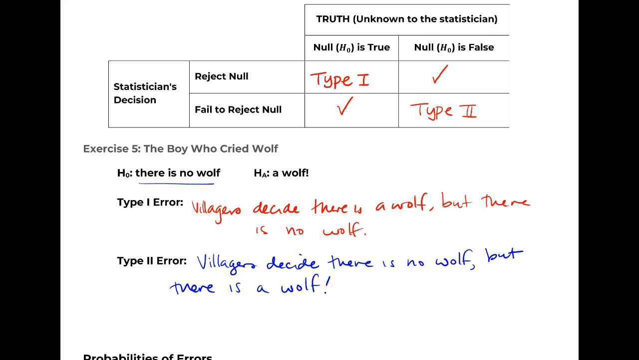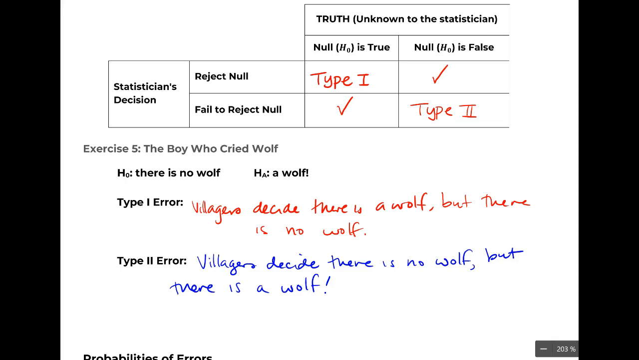So this is one way to remember type 1 and type 2 error, because in the boy who cried wolf example, the villagers made a type 1 error first, right? They decided something was going on when there wasn't anything going on. And then they made a type 2 error. They went in the other direction and said, well, now we're going to assume nothing's going on, when in fact there actually was. So there's your type 1 and type 2 errors.